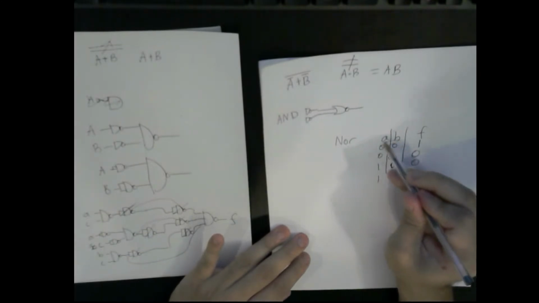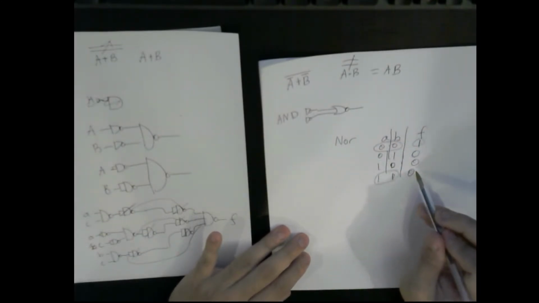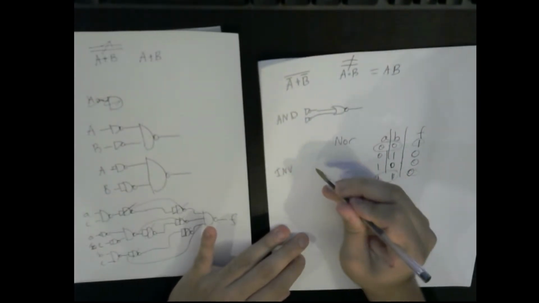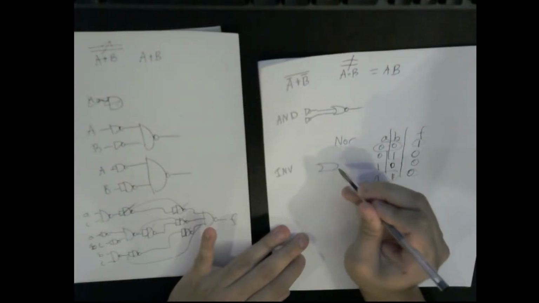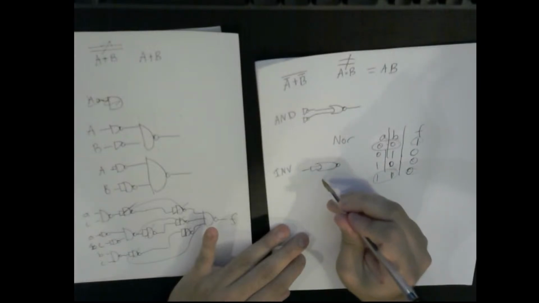Look at this. When A, B are different, we get a 1, so the opposite. And when A, B are the same, we get 0, which is the opposite. So an inverter with NOR gates is exactly like the NAND. It's when we tie both the inputs together. This is the same as an inverter.